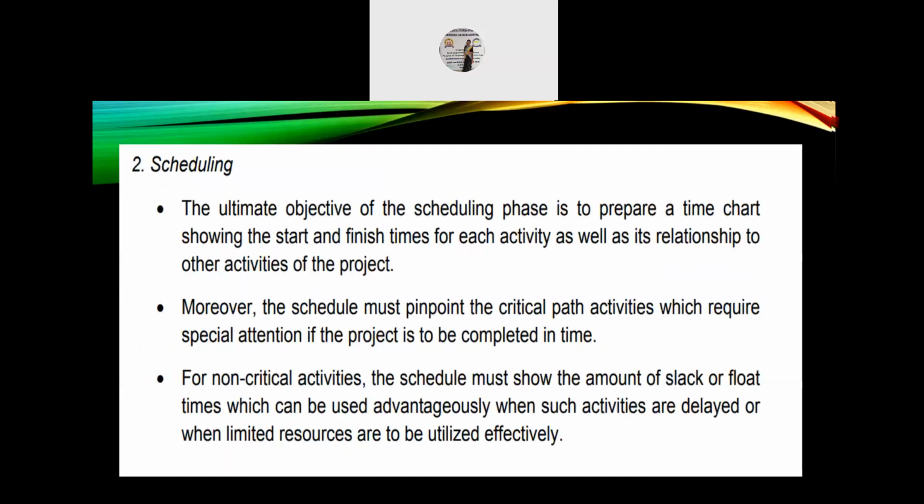Number two, scheduling. The ultimate objective of the planning phase is to prepare a time chart showing the start and finish times for each activity, as we mentioned earlier, as well as its relationship to other activities of the project. Moreover, the schedule must pinpoint the critical activities which require special attention if the project is to be completed in time. For non-critical activities, the schedule must show the amount of slack or float times which can be used advantageously when such activities are delayed or when limited resources are to be utilized effectively.